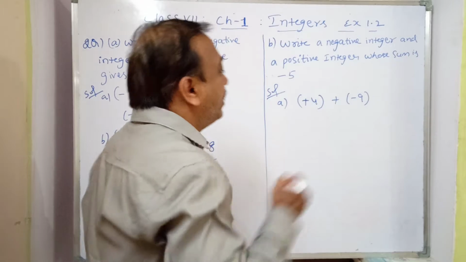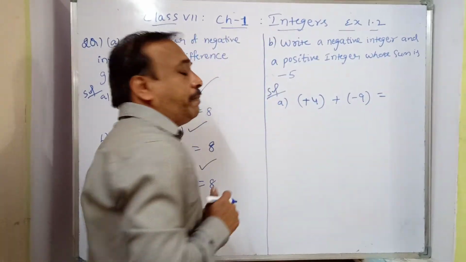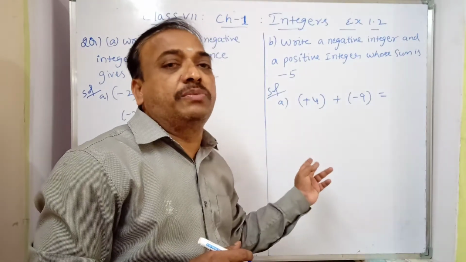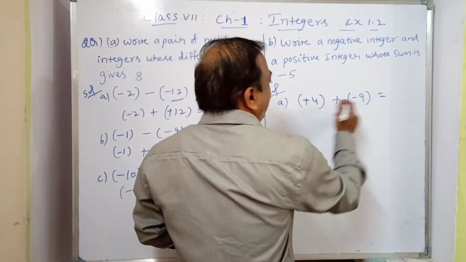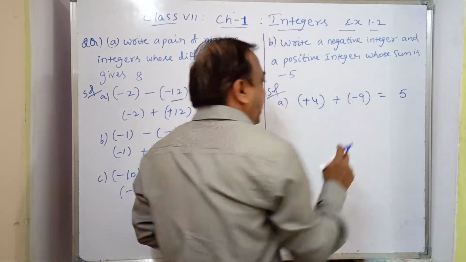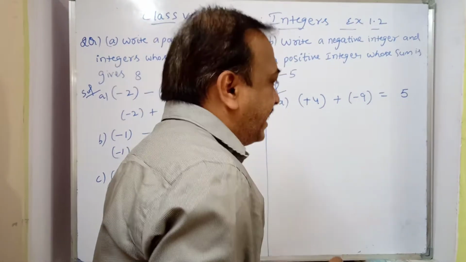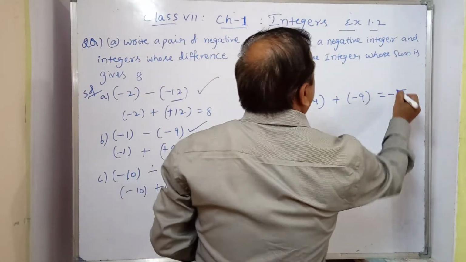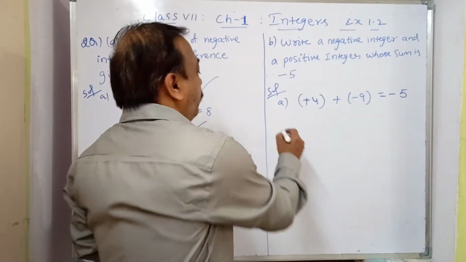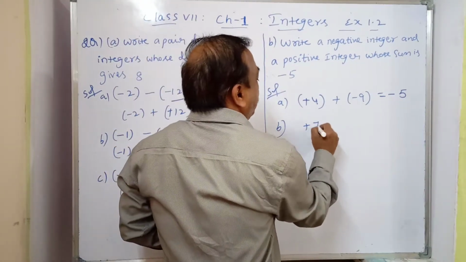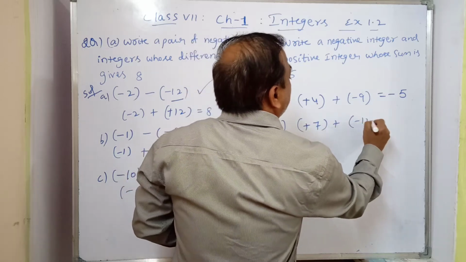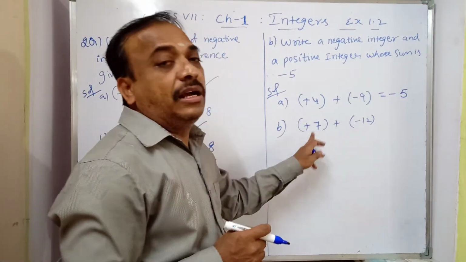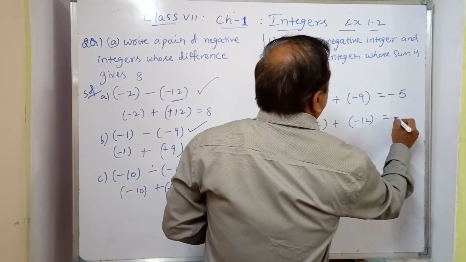Adding, that is the sum, will be equal to, as we know, the sum of a positive and a negative integer: when we add, ignore the sign, subtract from bigger to smaller and put the bigger number's sign. 9 minus 4 will give you 5. The number 9 has the minus sign, and when you ignore the sign, 9 is the bigger. So put minus 5. Now B bit. This is plus 7 plus of minus 12. Observe it. Again subtract and put the bigger number's sign, minus 5.